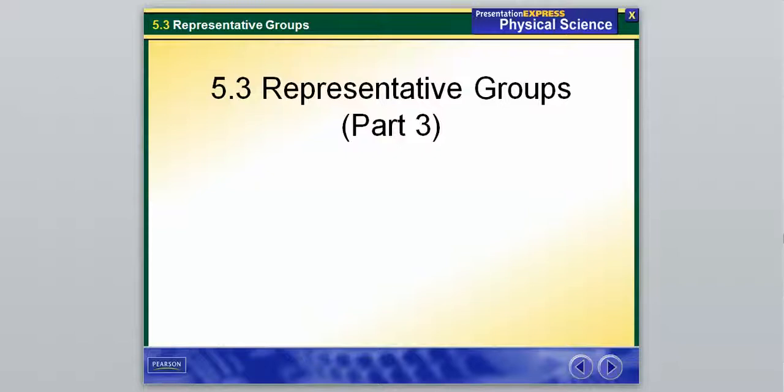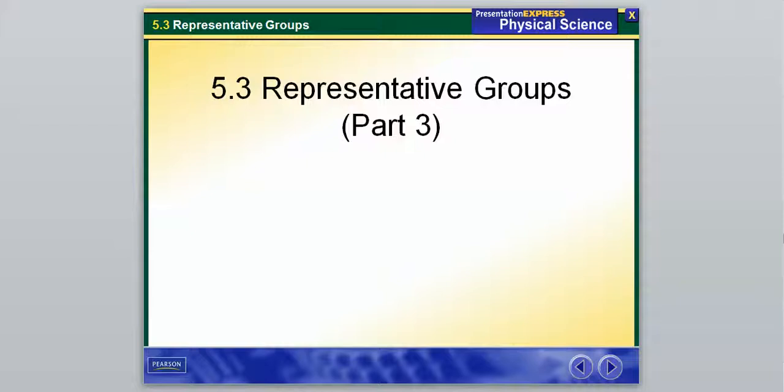Physical Science. This is Mr. B, and we're going to wrap up Chapter 5 today with our last 3, maybe 4 representative groups of the periodic table. And these ones are kind of the more famous ones, for lack of a better word, that really contain some of our more prevalent elements that we really care about.